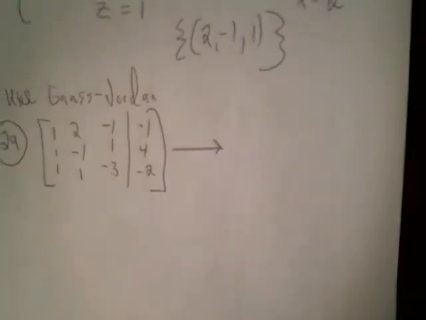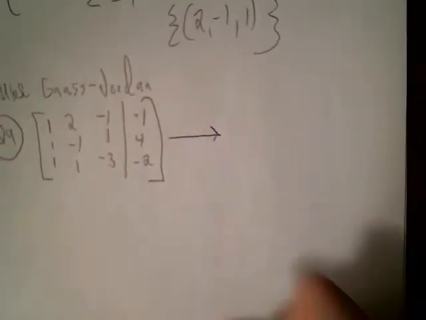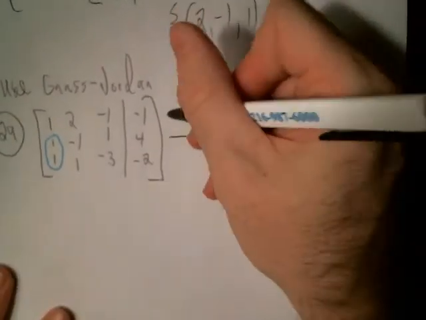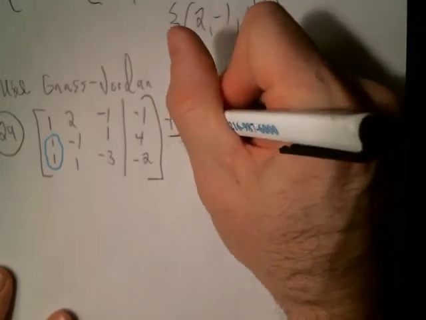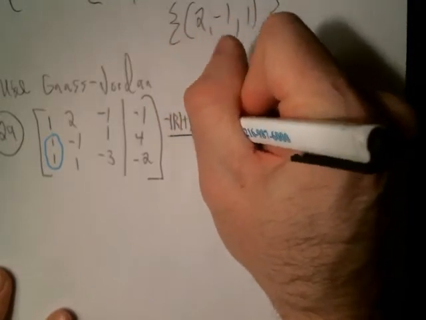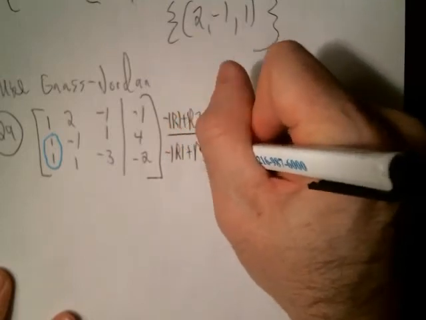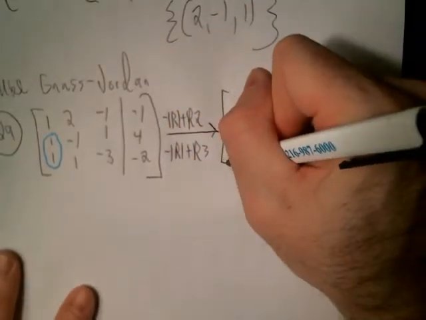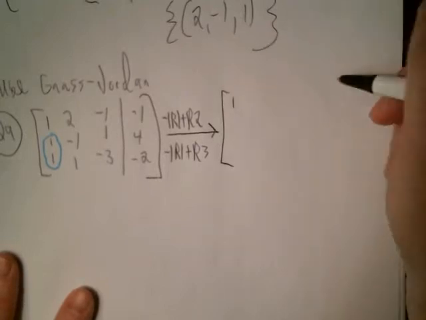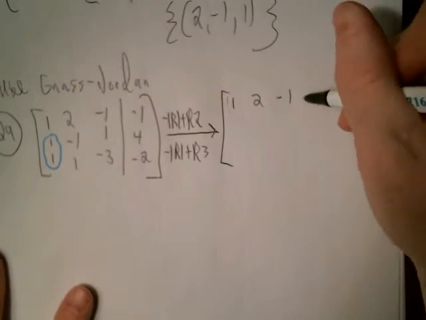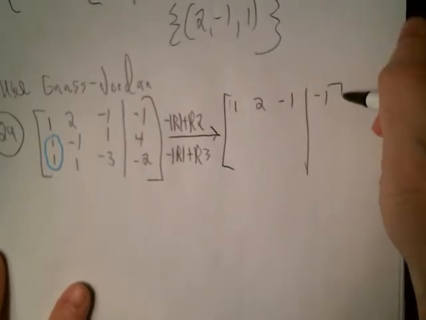First I need to get 0s here and here. So I'll multiply negative 1 times row 1 and add it to row 2, and then negative 1 times row 1 and add it to row 3. So row 1 is unchanged. I already have a 1 where I want it. So I have a 1 in this position. That's what I need. So I don't have to do anything with that.